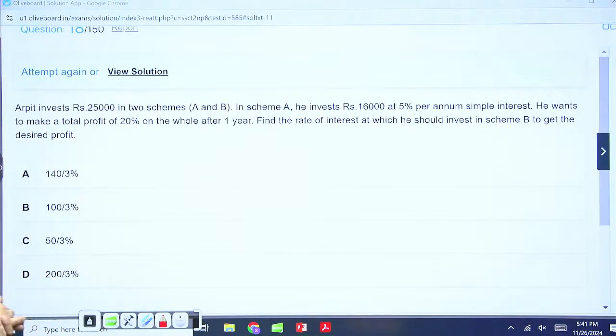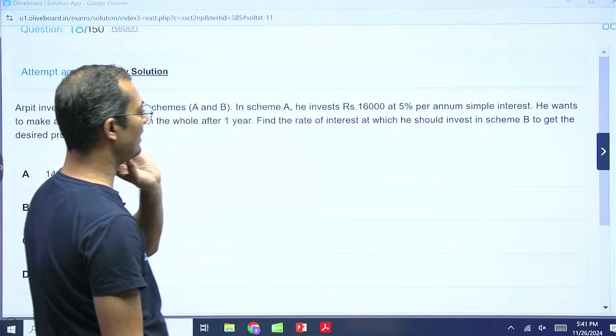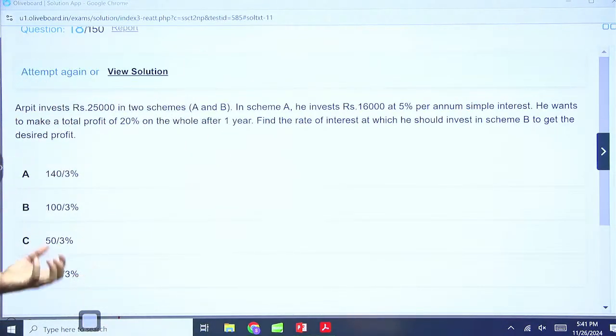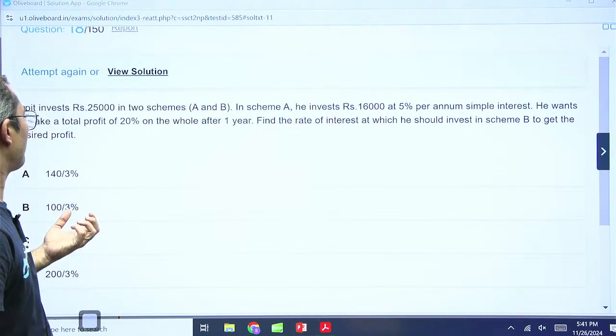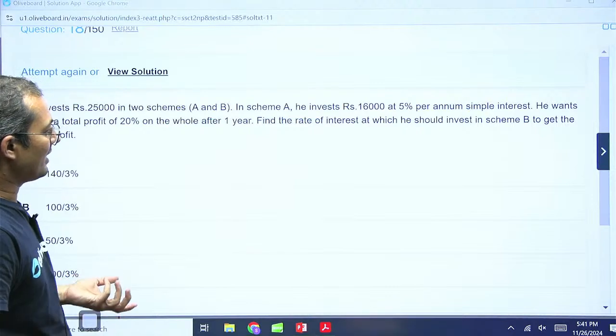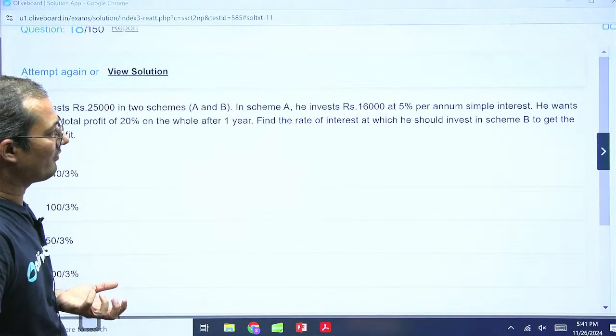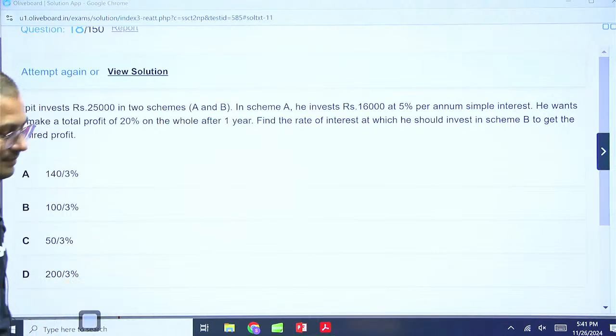See, Arpit invests 25,000 in two schemes. In scheme A, he invests 16,000 at 5% per annum simple interest. He wants to make a total profit of 20% on the whole after 1 year. Find the rate of interest at which he should invest in scheme B to get the desired profit. Yes, please tell me what is the answer for this question.